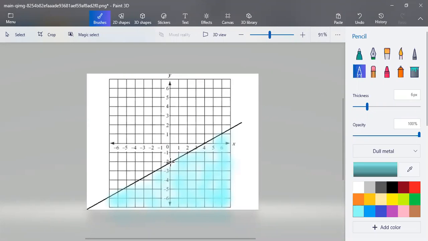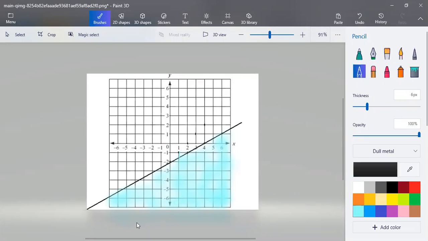The y-intercept was negative 2. The slope was 1 over 1. So 1 up and 1 to the right. 1 up, 1 to the right, 1 up, 1 to the right, 1 up, 1 to the right. You can take how many ever you want.